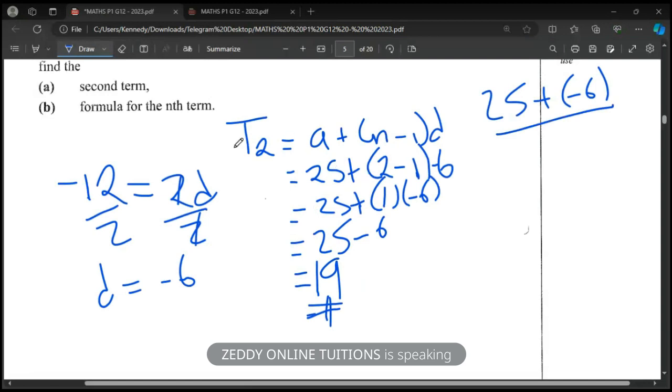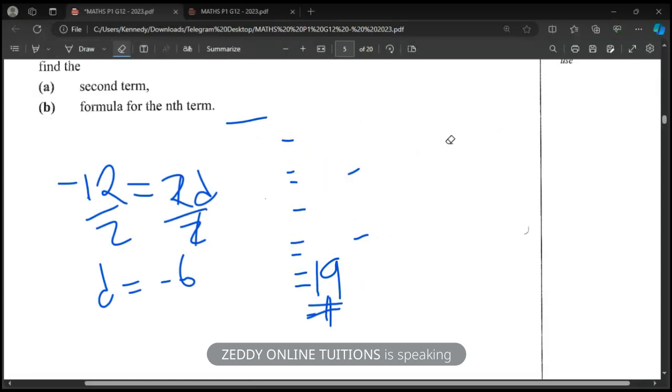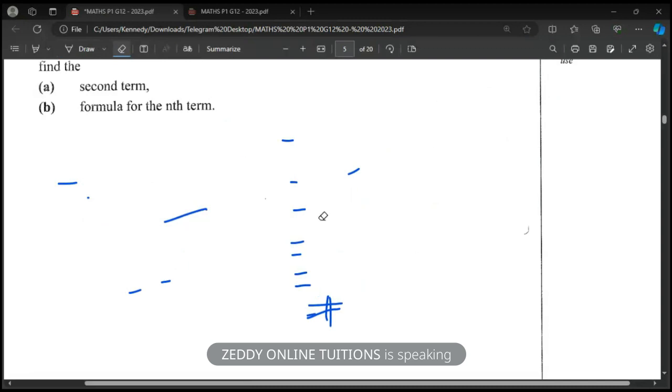So think of it in that way. That's how you solve that question and get your free 2 marks there. And finding the formula for the nth term, how do you go about it? The nth term is very easy.